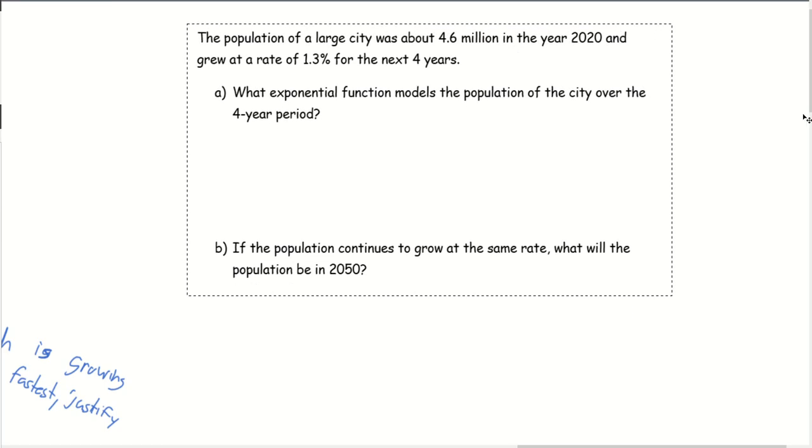Okay. The population of a large city was about 4.6 million in the year 2020. It grows at a rate of 1.3% for the next 4 years. I would definitely be writing this down. What exponential function models the population of the city over the 4-year period? 4.6 million. Yes.